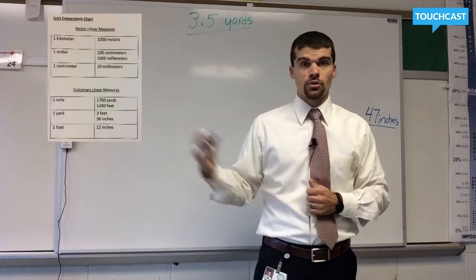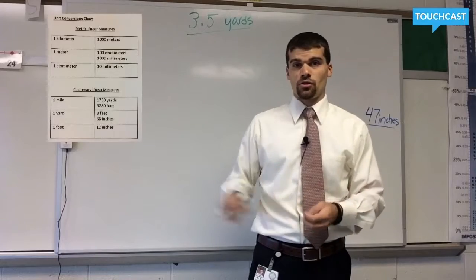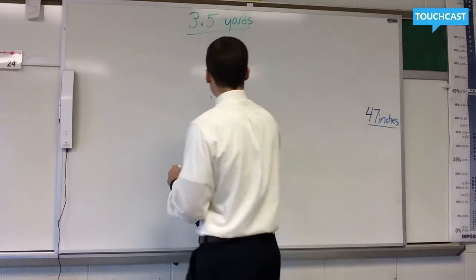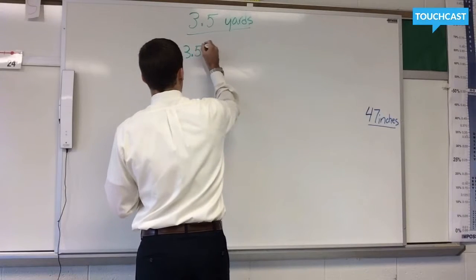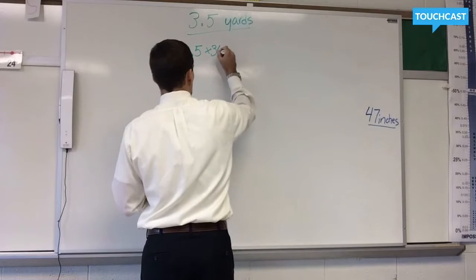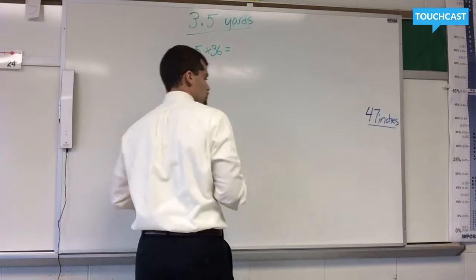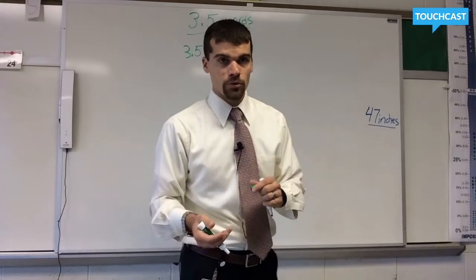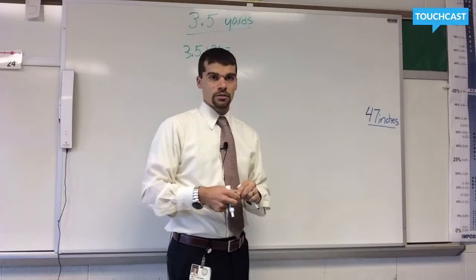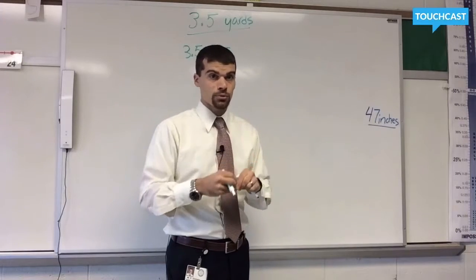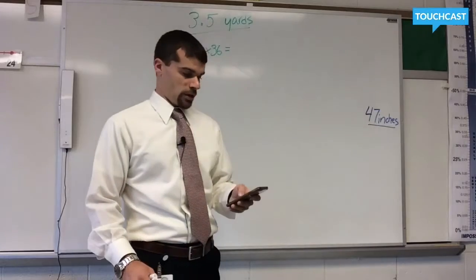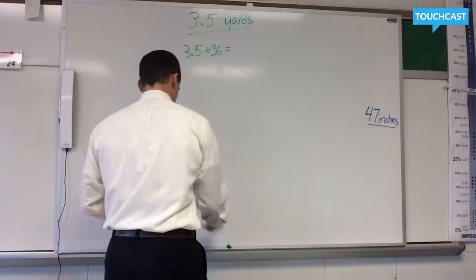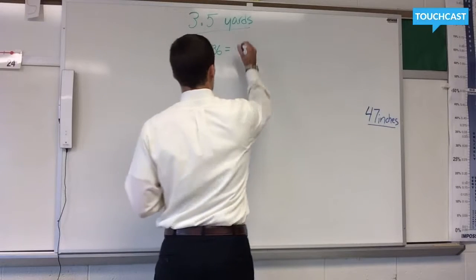Okay? So using our unit conversion chart, I'm going to decide to change my yards to inches. So I take my 3.5, I multiply by 36 inches in 1 yard, and I'm going to use my calculator to solve that. 3.5 times 36. And when we use our calculator, we get 126 inches.